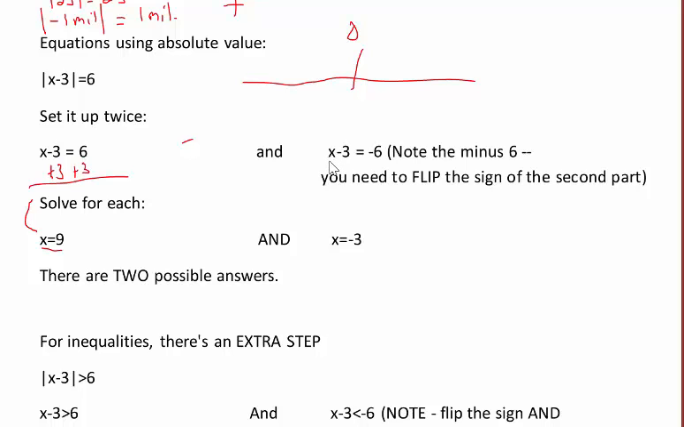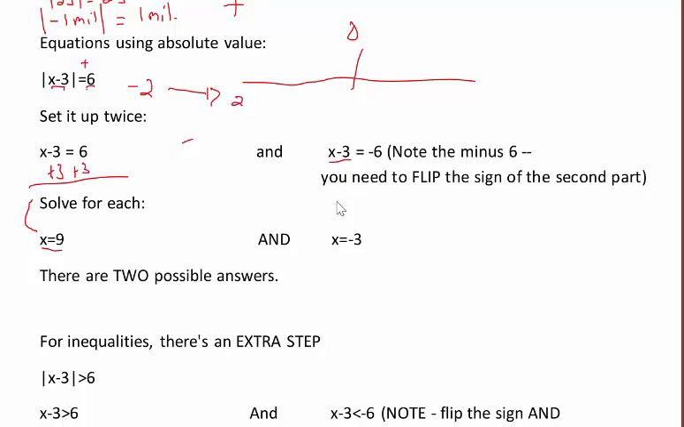You copy down what's inside the absolute value, the x minus 3 again, as it is. But now you take the second side of the equation, and whatever sign it is, in this case it's a positive 6, whatever it had been, you flip it. So if it was positive, it's minus. So it's going to be minus 6. Or if it had been minus, it would then be positive. So if it had been a minus 2, it would become a positive 2. Okay, and then you solve for it.